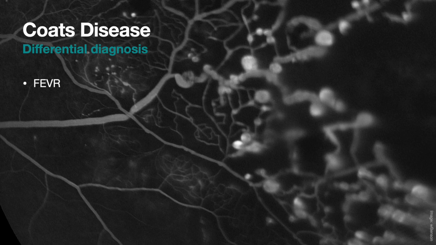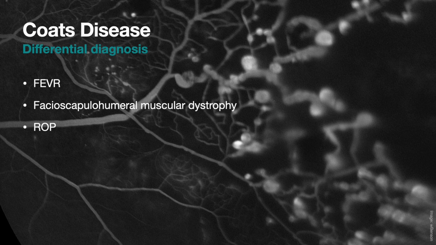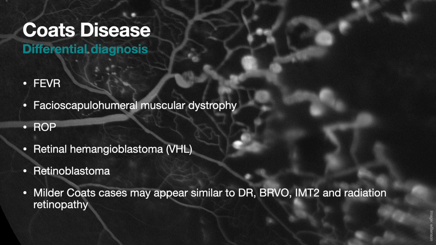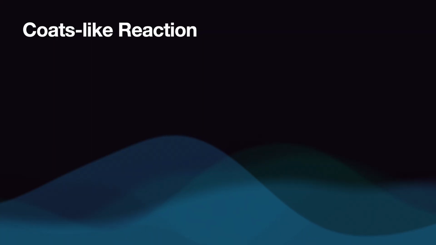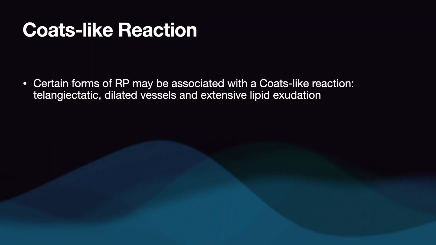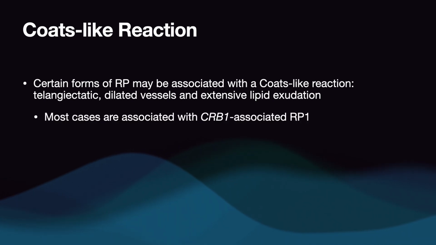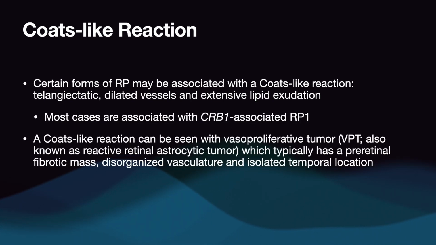It's a beautiful picture from Dr. Benson. Differential includes some important things: FEVR, fascioscapulohumeral muscular dystrophy, ROP, retinal hemangioblastoma, retinoblastoma. And milder Coats disease can look like diabetic retinopathy, BRVO, MacTel 2, radiation retinopathy. I've seen it misdiagnosed when it's mild. Coats-like reaction can happen in retinitis pigmentosa. Okay. Also seen with VPT, vasoproliferative tumor.